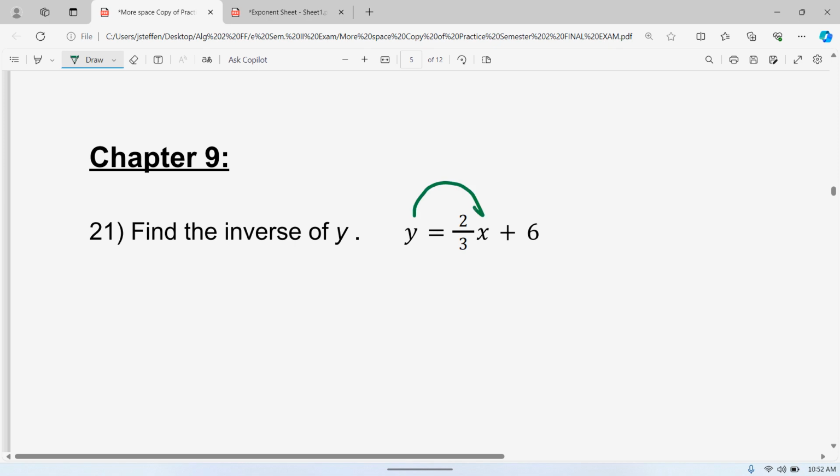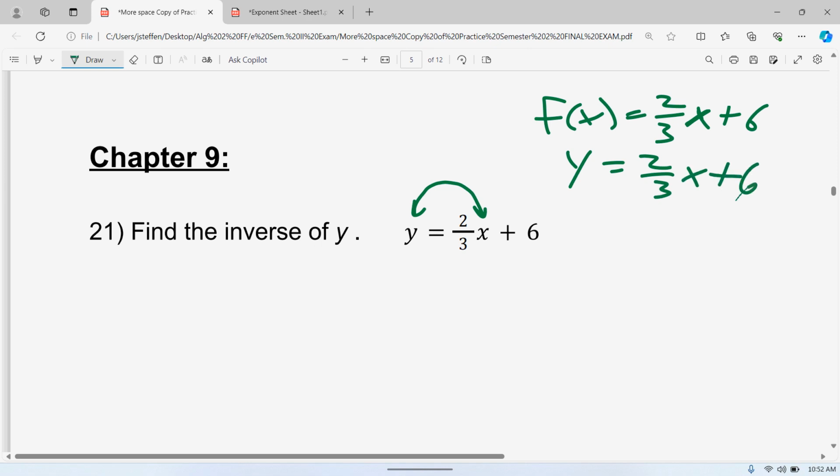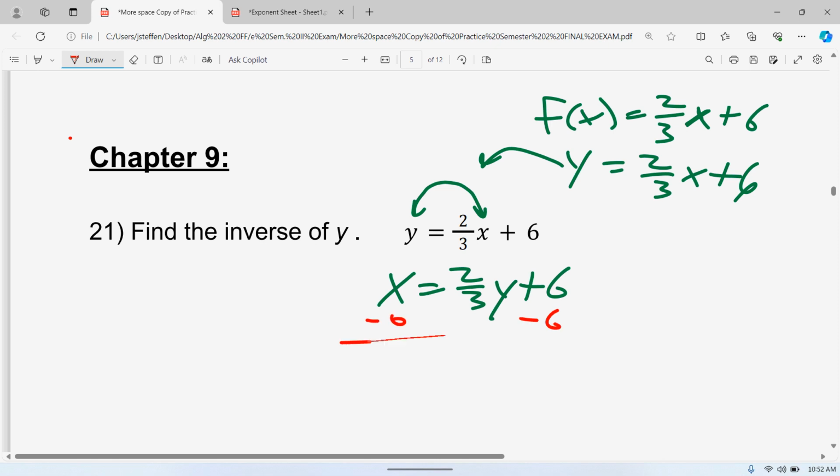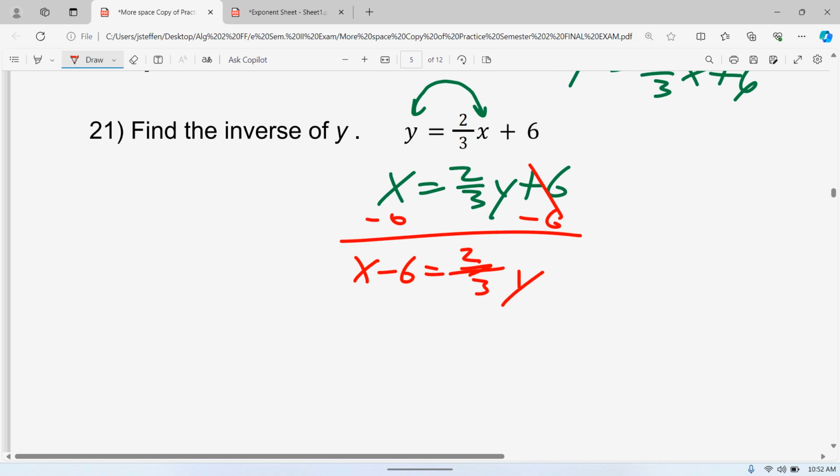So the inverse is where you take your x and y and switch them. Now remember, if your equation looks like this, where it has f of x, switch them, the x and y spots, and then get rid of the 6. Over 3y. You could multiply by the reciprocal, multiply by 3 over 2. I personally think it's just as easy to, but I think it makes more sense, multiply both sides by 3, get rid of that denominator first.